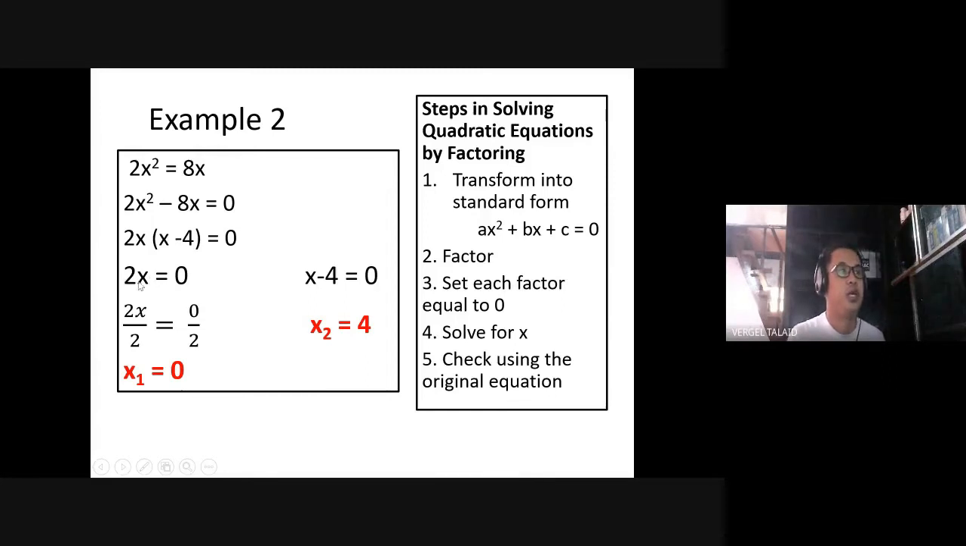To solve for x here, divide it by 2. So 0 divided by 2 is 0. Take note, we have here a numerical coefficient of 2, so divide it by 2. Any number divided by 0, the result is equal to 0. Now solving for the value of x here, transpose 4 to the right side, that becomes positive 4. In short, the roots of the given equation are 4 and 0.